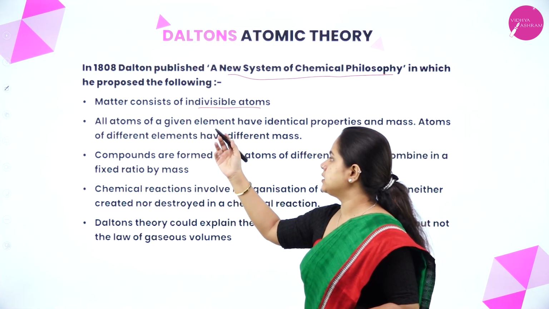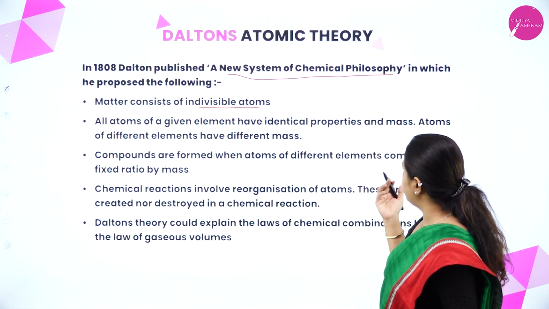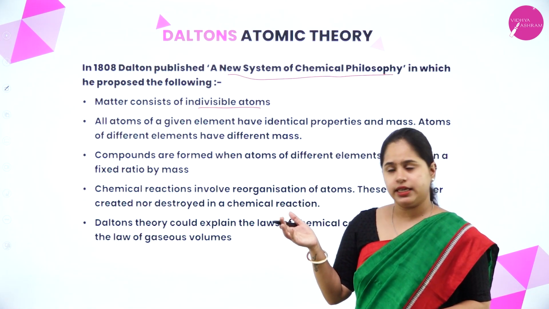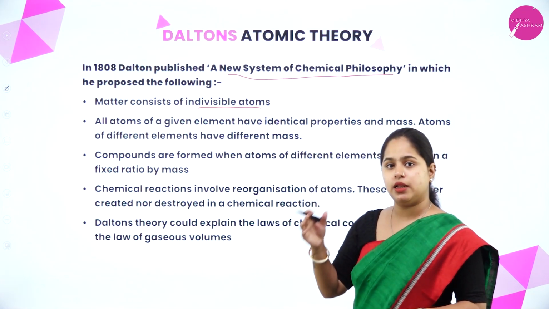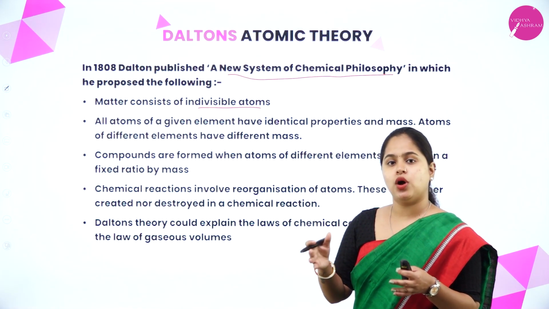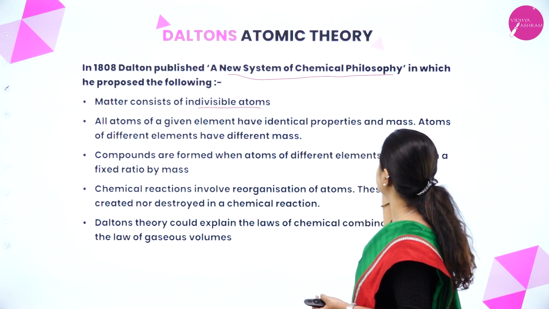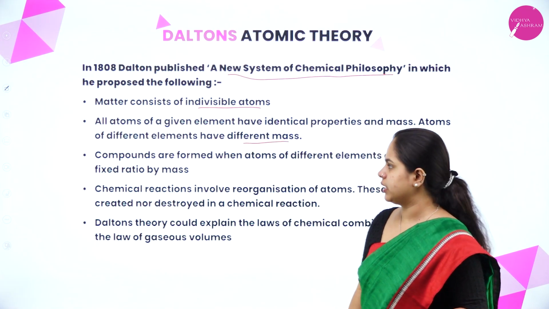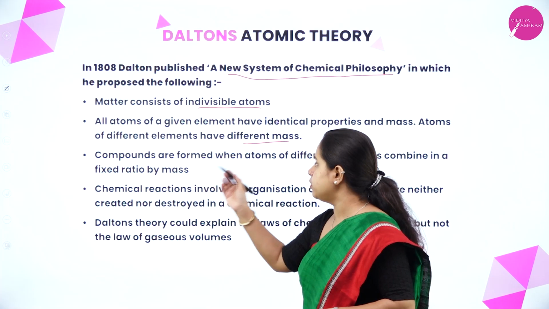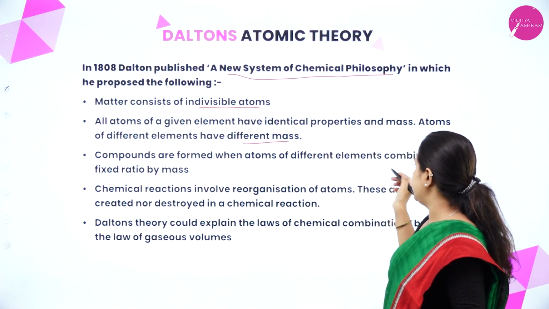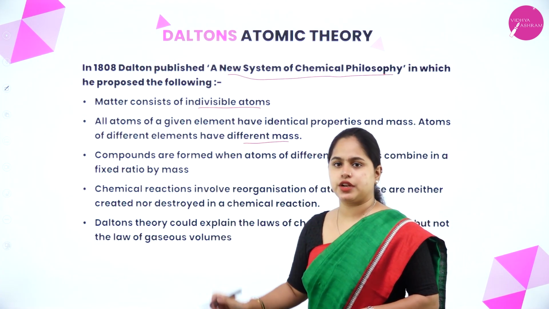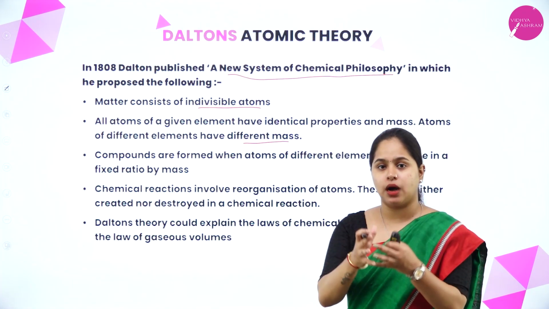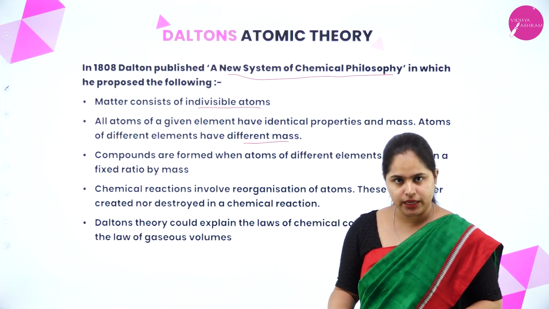Okay, so the first one is matter consists of indivisible atoms. Yes, all atoms of a given element have identical properties and mass, and atoms of different elements have different mass. Yes, so atoms of the same element are said to have the same properties and mass, and atoms of different elements have different mass. This was the second postulate. Now coming to the third one, compounds are formed when atoms of different elements combine in a fixed ratio by mass.